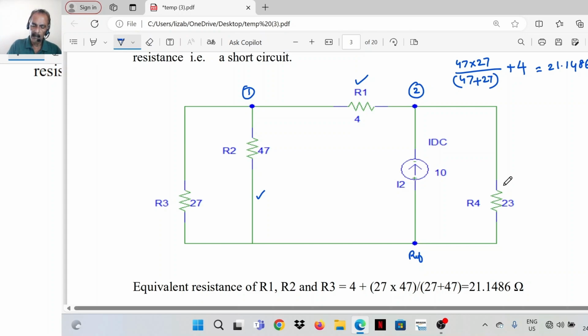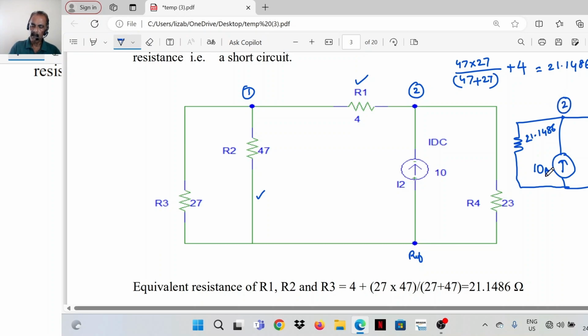Now the circuit will be like this: this is the 10 ampere source. The right side resistance is 23 ohm. Left side is 21.1486 ohms. This is node 2.